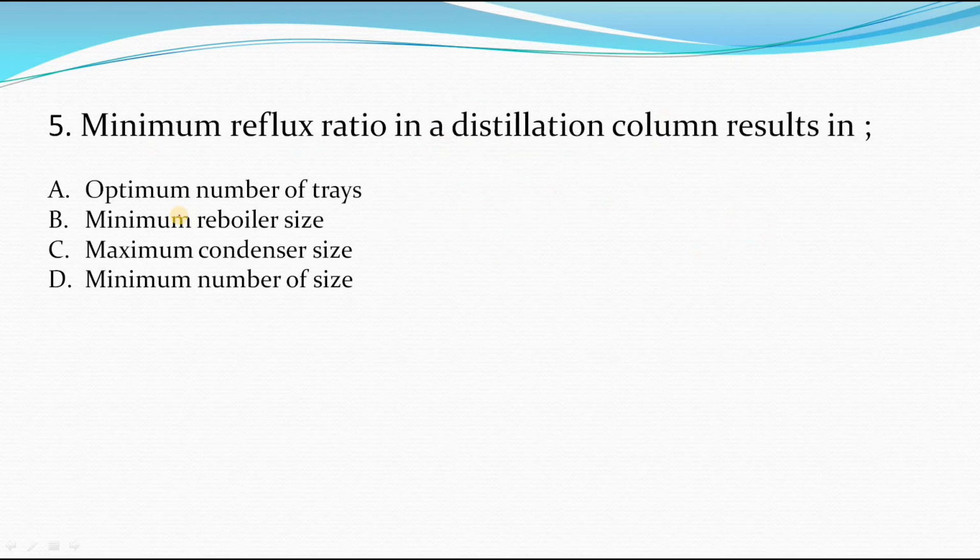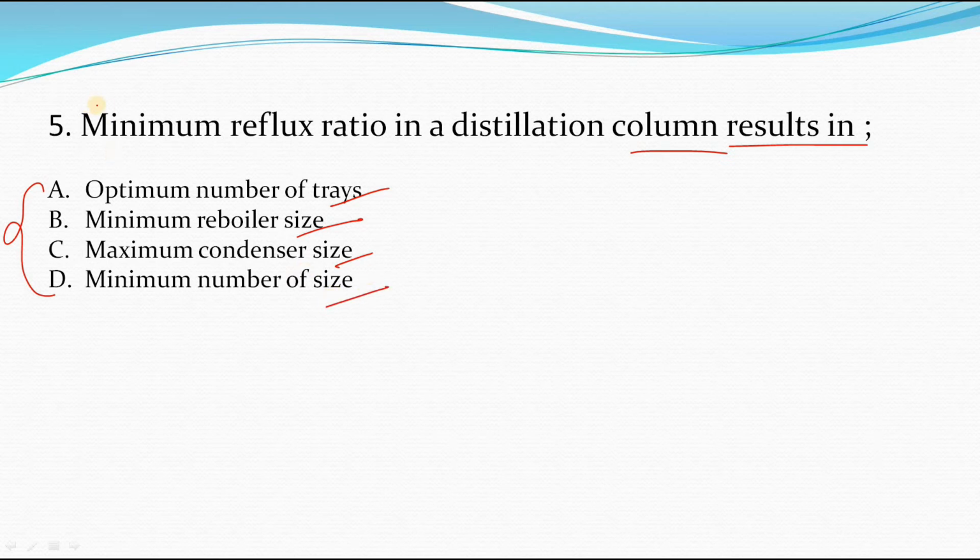The fifth question is: minimum reflux ratio in a distillation column results in, here are 4 options. Option A is optimum number of trays, the second one is minimum reboiler size, the third one is maximum condenser size, and the fourth one is minimum number of sizes.